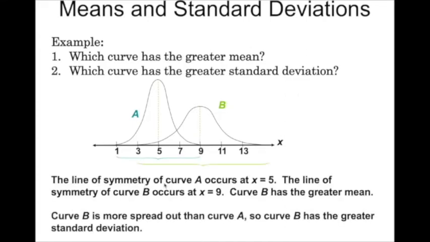Well, the line of symmetry of curve A, this is the line of symmetry, occurs at x is equal to 5. Remember, the bell curve for normal distribution must be symmetrical, and the line of symmetry passes through the mean. The line of symmetry of curve A occurs at x is equal to 5, and the line of symmetry of curve B occurs at x is equal to 9. Curve B has the greater mean, obviously, and curve B is also more spread out than curve A, so curve B has the greater standard deviation.